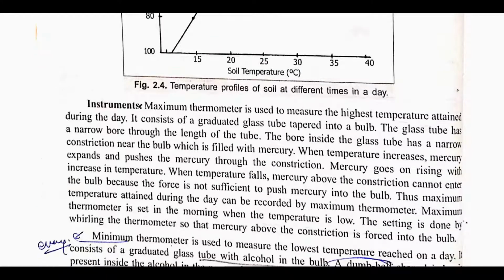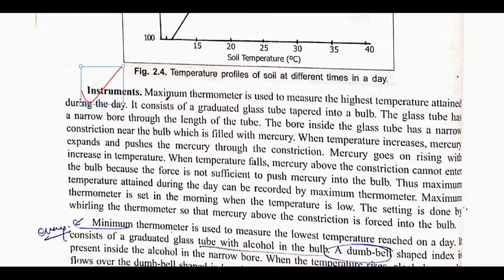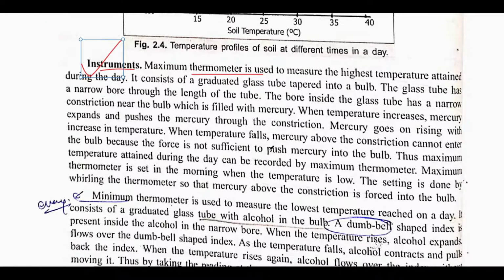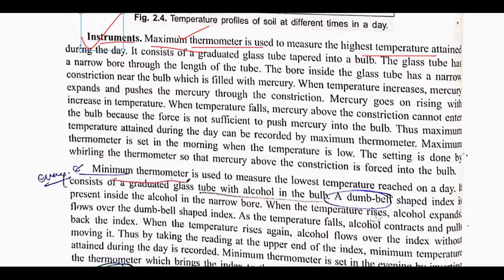Now after that, the various instruments that are used for measuring temperature. Basically, the most common instrument that is used is the thermometer. Now it may be a maximum thermometer or a minimum thermometer. The important part is that, as the name itself suggests, the maximum thermometer is used to measure the highest temperature, while the minimum thermometer is used to measure the lowest temperature.